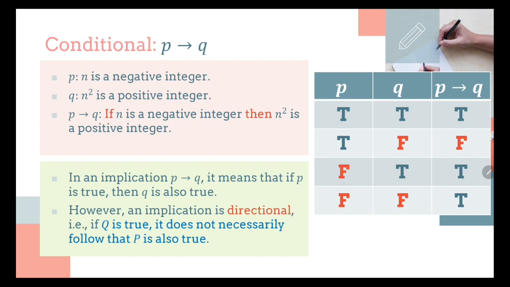The third one, if P is false and Q is true, it is true because of this: if Q is true, it does not necessarily follow that P is also true. So P can be false. That's why the statement is still true. And when they are both false, then it is true. So you only have to take note of this one. Once your P is true and your Q is false, that's the only time that your conditional statement is false.